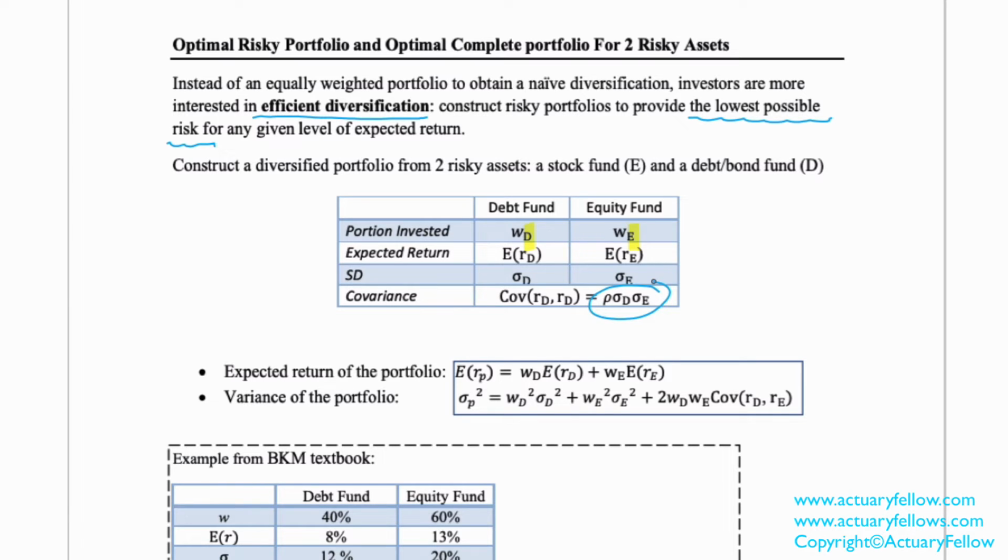When we combine these two assets in a risky portfolio, the portfolio expected return is the weighted return of the bond and equity fund. The portfolio variance is the weight squared times variance, plus 2 times the weights times covariance.